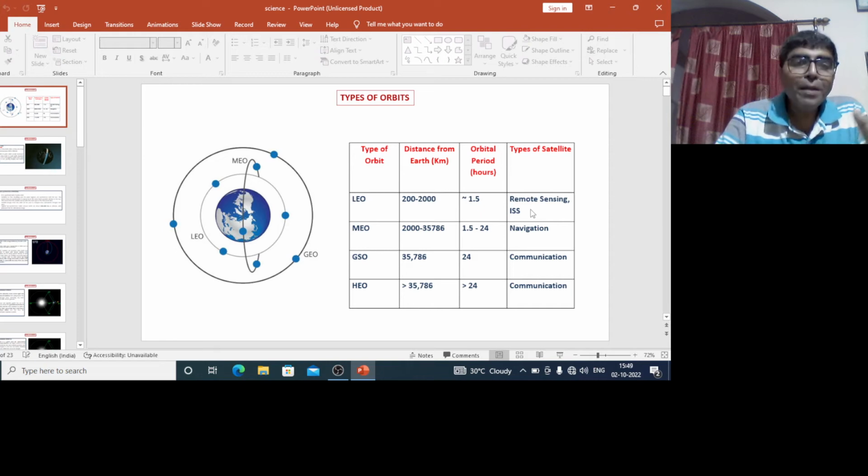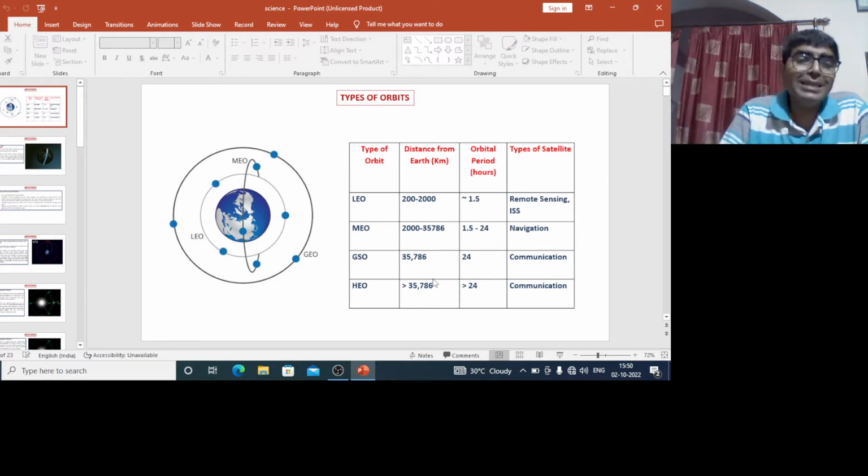Next, the orbit is MEO, medium earth orbit. The picture I have given in the slide will give you more clarity. In the medium earth orbit, the range is from 2000 to 35,786 kilometers. Here the orbital period is increasing. So one thing comes to our mind: when we increase the kilometers, the orbital period is increasing. The satellites used in the medium earth orbit are for navigation purposes.